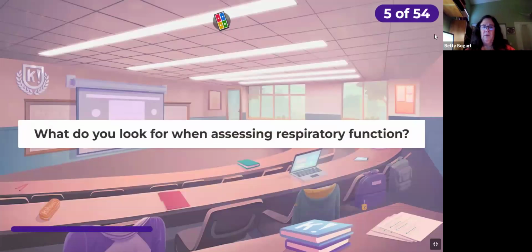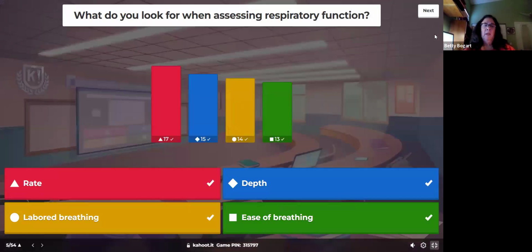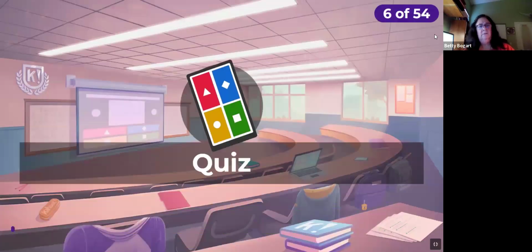Multi. What do you look for when assessing respiratory function? How do you assess? So anything that has to do with respirations, you could actually look at a child. Are they breathing easy? Are they struggling? How fast? How deep? Are they labored? Is it easy to breathe, or is it none of the above? So again, just a visual, you could see all this before even listening.